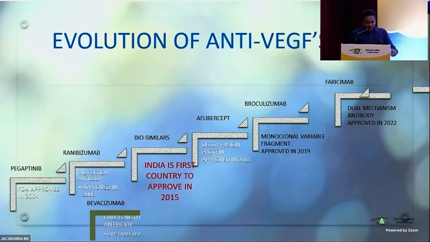No financial disclosure. The evolution of anti-VEGF started with Pegaptanib and then moved on to Faricimab, which was approved in 2022. In between, we had Ranibizumab, biosimilars, Bevacizumab, Aflibercept, Brolucizumab, and then also we don't have those kind of results.